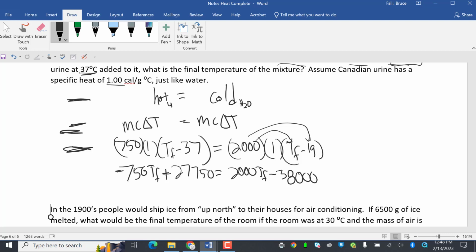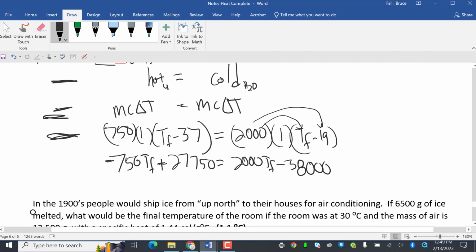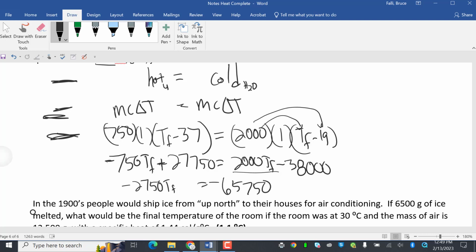So what I'm going to do now is collect my terms. I'm going to put all of my T sub F's on the left. So I'm going to subtract 2,000 T sub F's from the left-hand side. So I'm going to have negative 2750 T sub F equals, and I'm going to subtract 27,750 from negative 38,000. Negative 38,000 minus 27,750 is negative 65,750. Okay, do my math over here. So now to solve for T sub F, I'm going to divide both sides by negative 2750. So T sub F equals negative 65,750 divided by negative 2750.